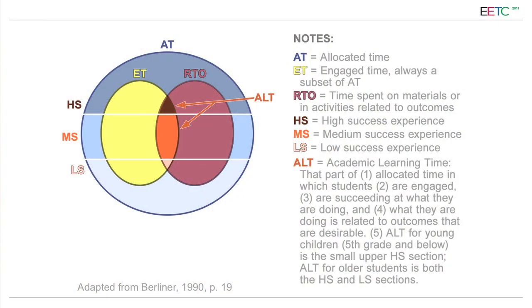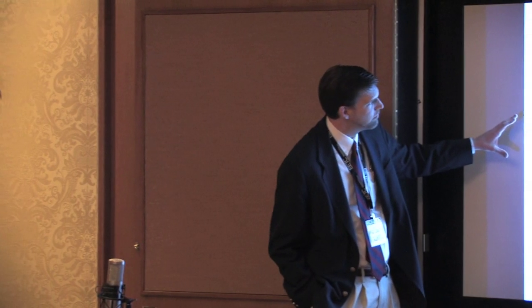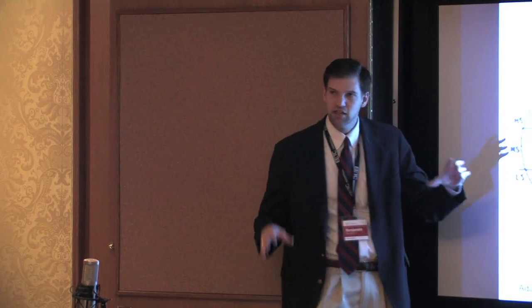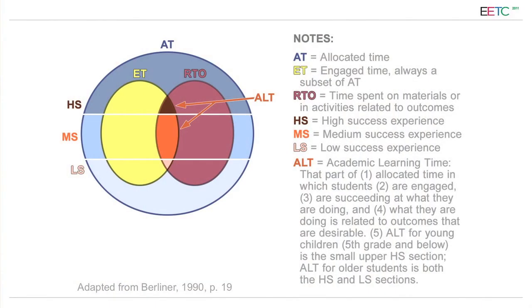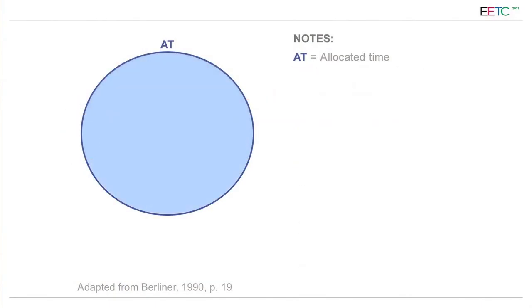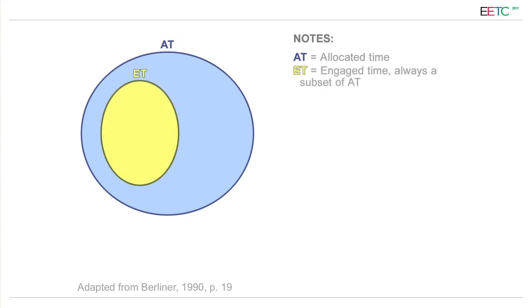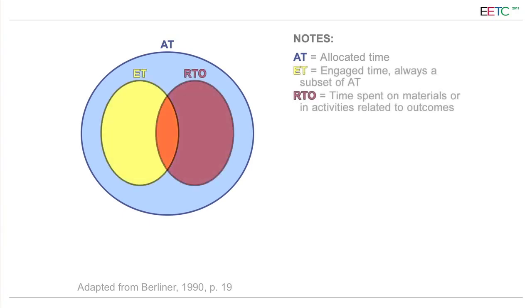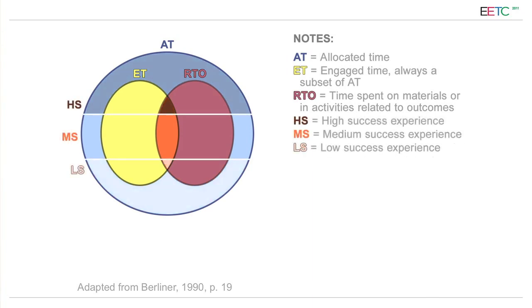So this is Berliner's diagram, which I've shamelessly ripped off and expanded beyond the point of lucidity here. So my apologies. But essentially what he's done is he's tried to graphically demonstrate that this is a very small and precise subset of ALT, which is allocated time. And then you've got engaged time. You have time spent on things related to outcomes. And it's only the overlap of all of these that count. And then he noted something else that I think is very important for this group here. He said even within this, there's high success, medium success, and low success time.